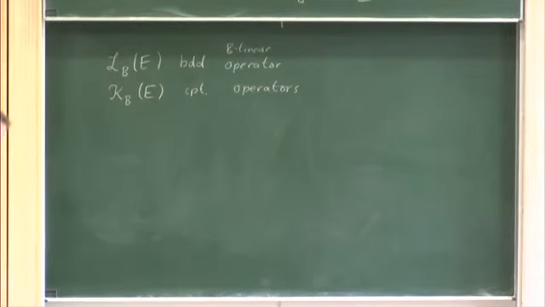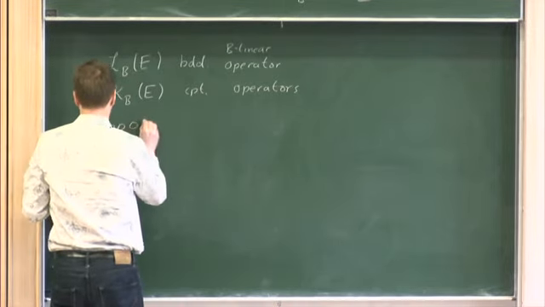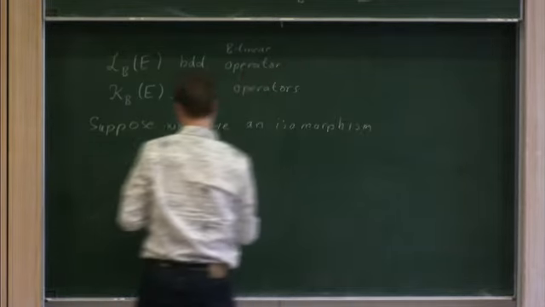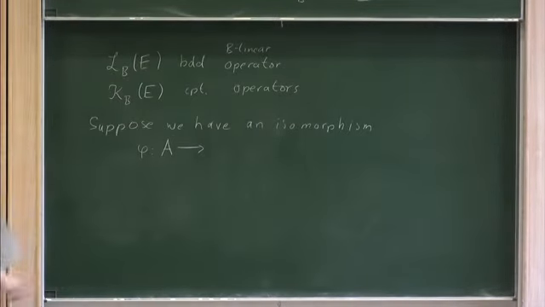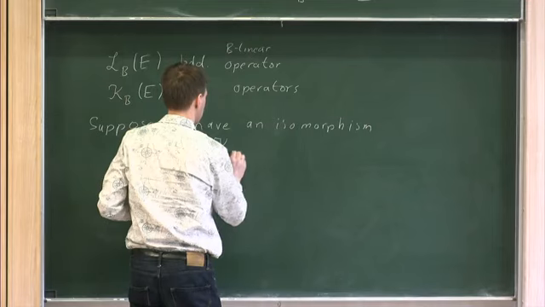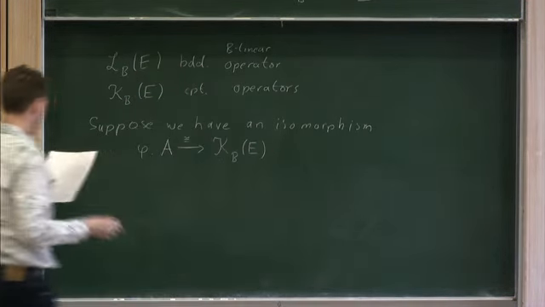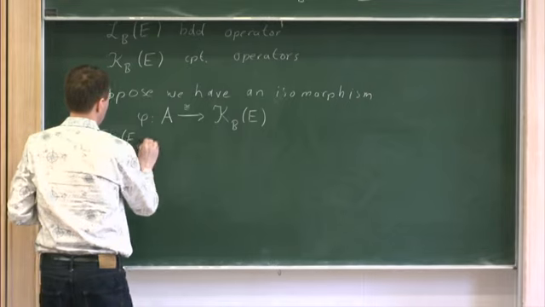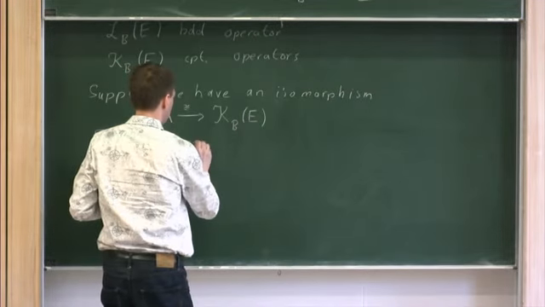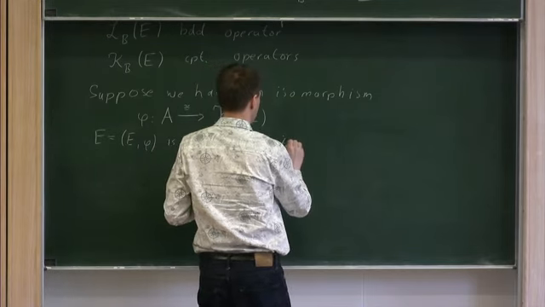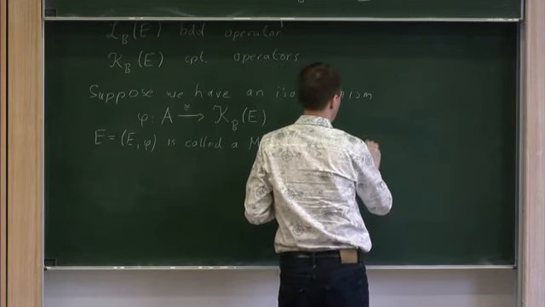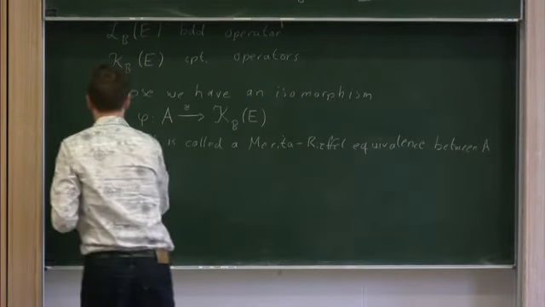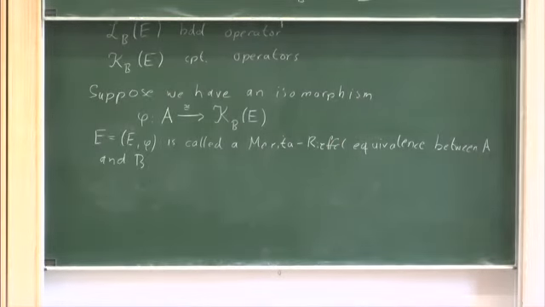And suppose we have an isomorphism phi from A into the compact B-linear operators of E. Then this pair, we call this pair a Morita-Rieffel equivalence. So E, I will often suppress the phi from the notation, is called a Morita-Rieffel equivalence between A and B. And this is really the right notion of an A-B bimodule, basically.